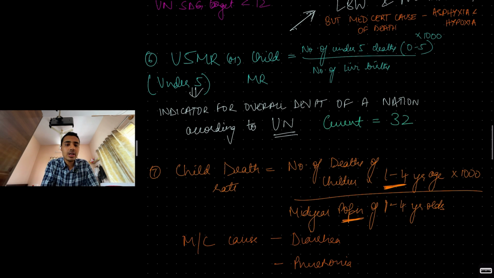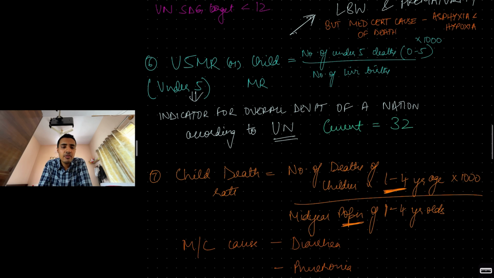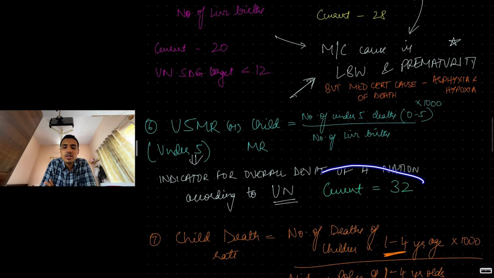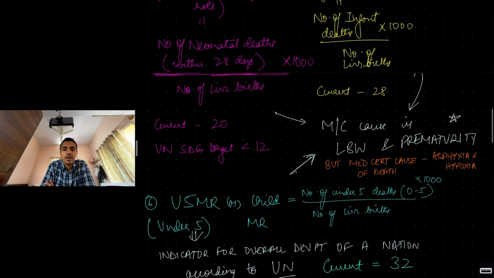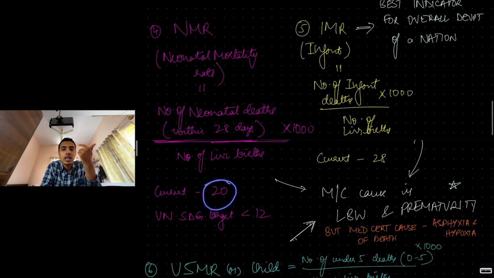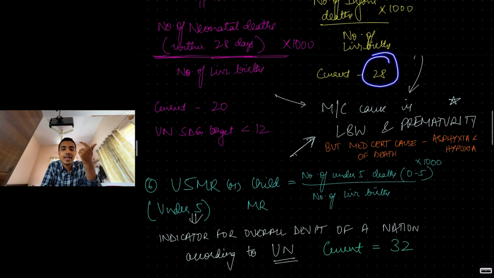Under 5 mortality rate, also known as child mortality rate, the number of under 5 deaths divided by number of live births into 1000. Denominator into 1000, common everywhere. So under 5 deaths is from birth till 5 years of age. Okay. Now here the value is 32. So what can you see here? Neonatal mortality rate 20, infant mortality rate 28, under 5 mortality rate 32.